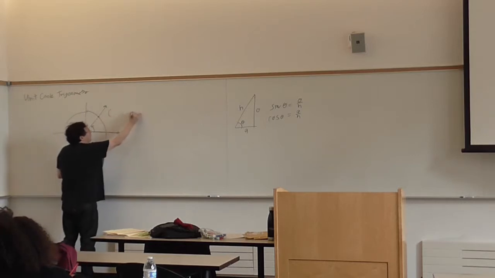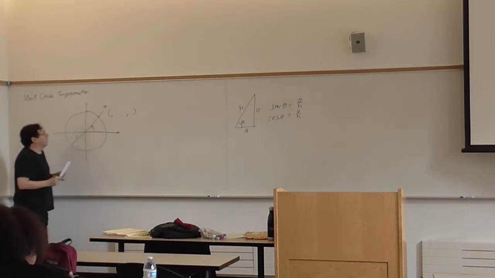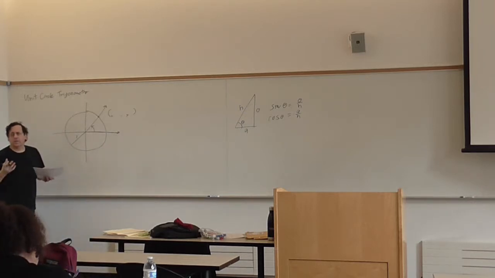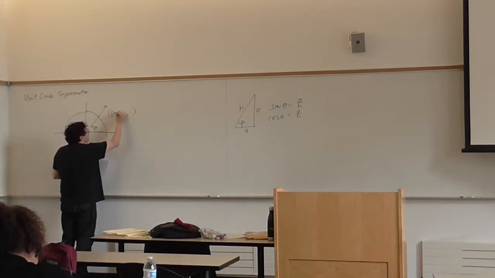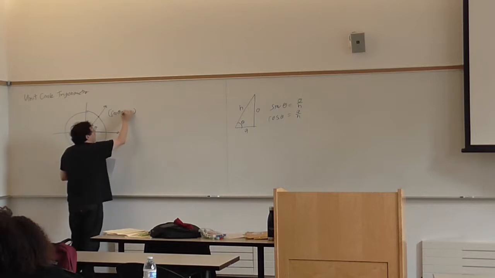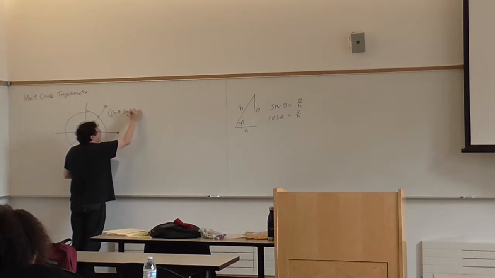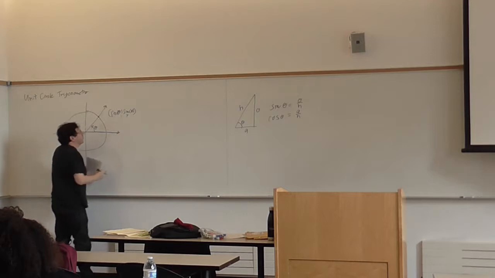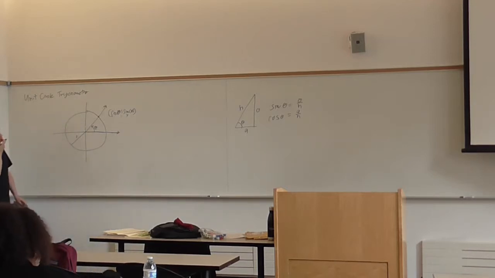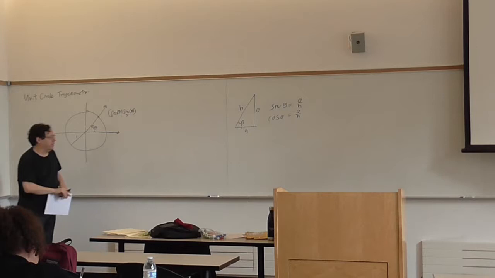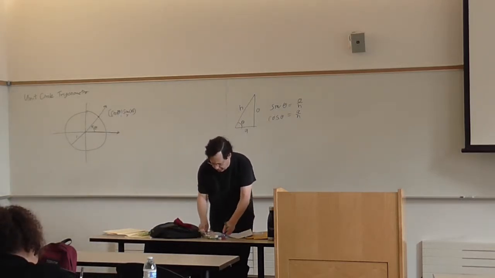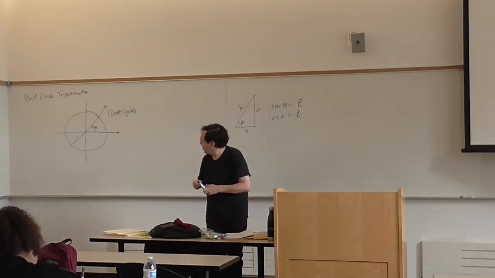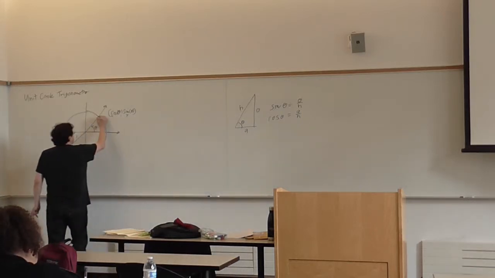It has two coordinates, x and y. And we define the cosine of this angle as the x-coordinate, and the sine as the y-coordinate. Now let's first check. Let's make sure that that fits our previous definition.